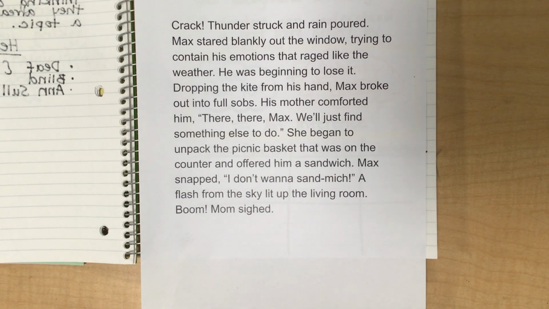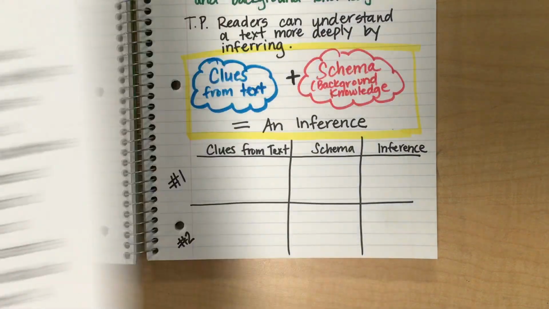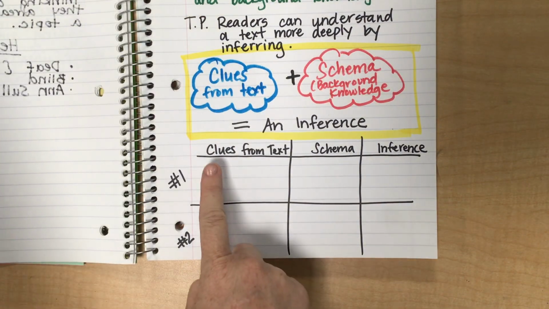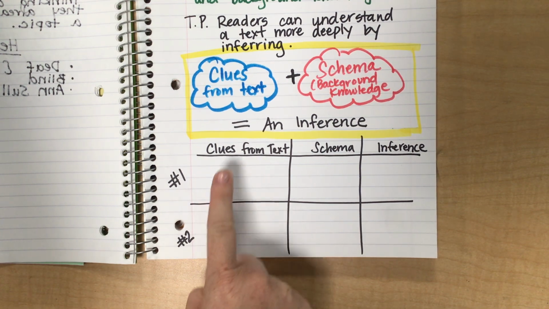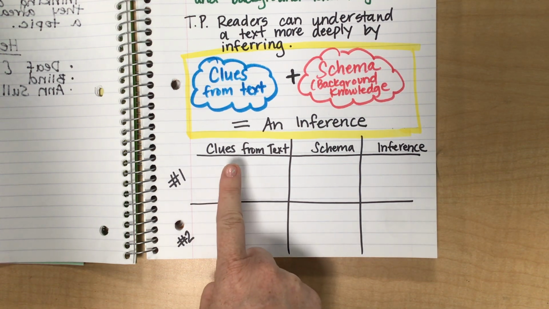Okay, so we're going to have to use our inferencing skills to figure out exactly what is happening. I had some questions. I was wondering, what was it that Max was really wanting to do? So let's see if we can make our inference. Clues from the text. What clues can we take from the text about what Max was trying to do here?